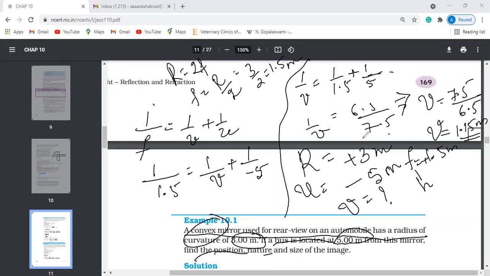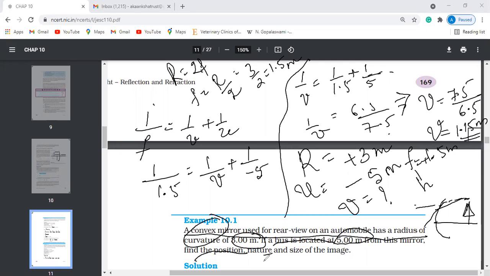Now tell me whether it is a real image or a virtual image. It is a virtual image. Why? See, you have got a positive v. V positive comes only when the image forms on this side, right? The image comes on this side only in the case when you extend the line. It comes only when you extend it like this. So whenever v comes positive, we can directly say that the image formed is virtual. Okay, so there is nothing more to discuss.